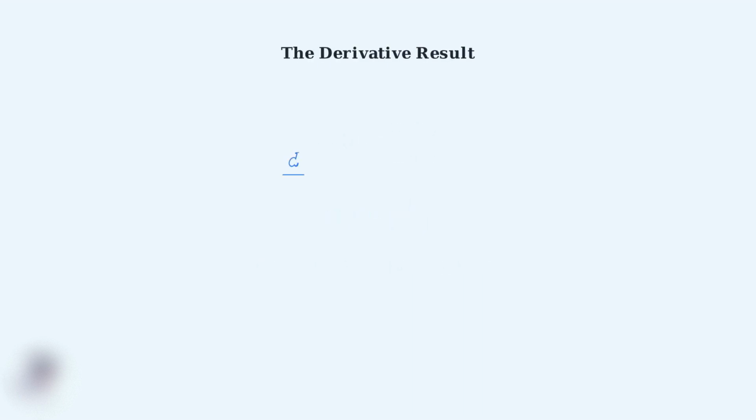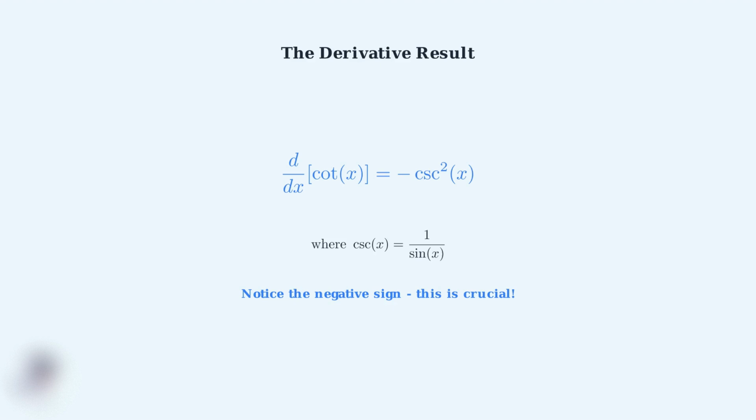The derivative of cotangent x is negative cosecant squared of x. Remember that cosecant is 1 over sine, so this result tells us how the cotangent function changes at any point. The negative sign is particularly important and often where students make mistakes.